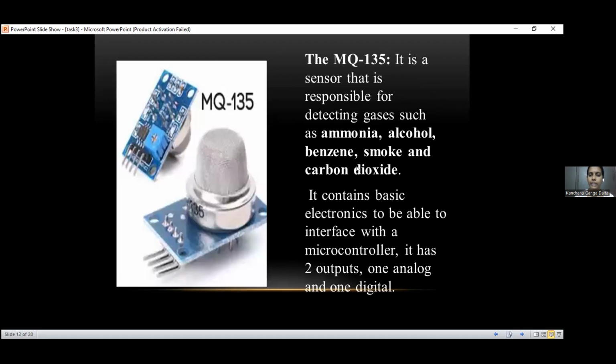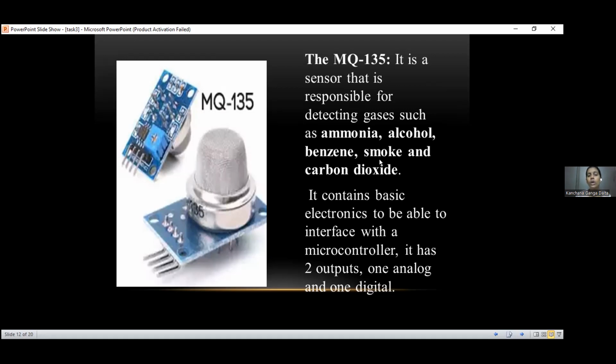And next, MQ135. This MQ135 gas sensor, like its name says, is a gas sensor. It is responsible for detecting gases. We have already discussed the important gases that need to be detected, for example, carbon monoxide, nitrous oxide, ammonia, etc. Here it is mentioned: ammonia, alcohol, benzene, smoke, etc. These are all the important gases that need to be measured, like their quantities, how much is present in the air. So it contains the basic electronics.